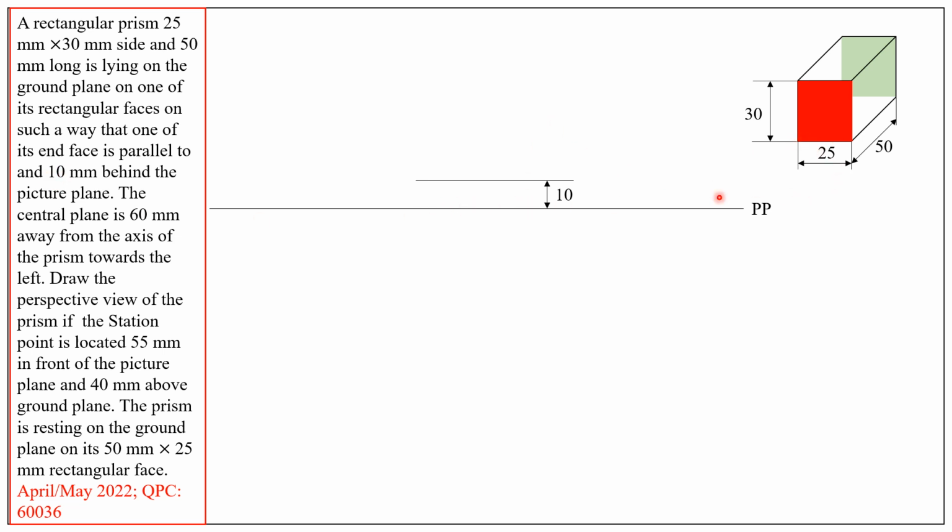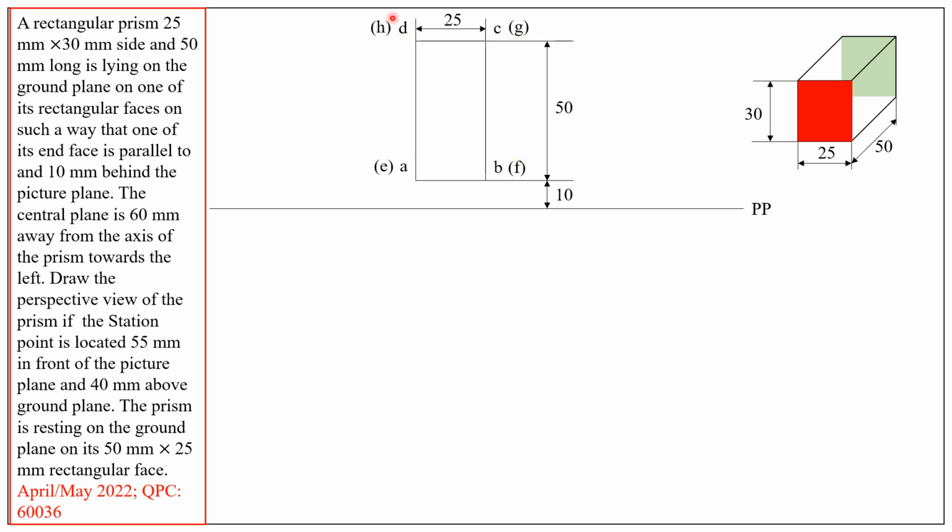Now construct the 50 millimeter lines. Complete the rectangle by drawing the top one. So the sizes 25 and 50 are represented. Now we need to name the corner points of this prism. So it is A, B, C, D, E, F, G, H.